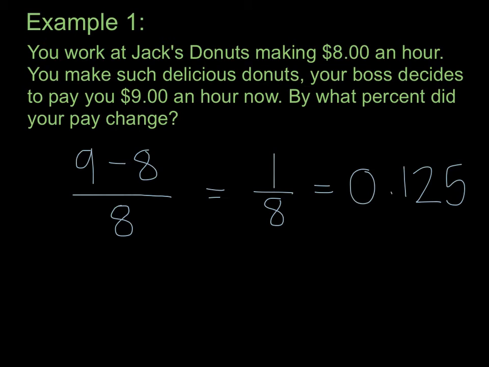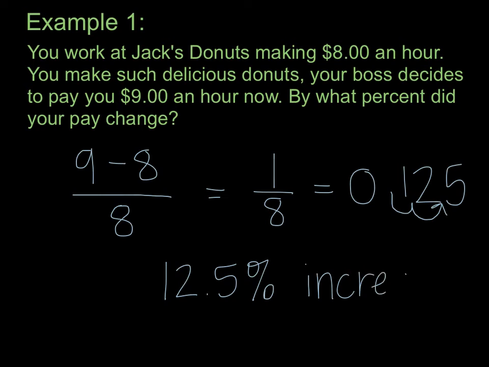Remember, that's just a decimal. We want a percent. So we're going to move that decimal 2 places to the right. So it would be between the 2 and the 5. So that would make this 12.5%, and this would be an increase since it went from $8 an hour to $9. It's getting bigger. It's an increase. So 12.5% increase in your pay. That's pretty good. Let's try another one.